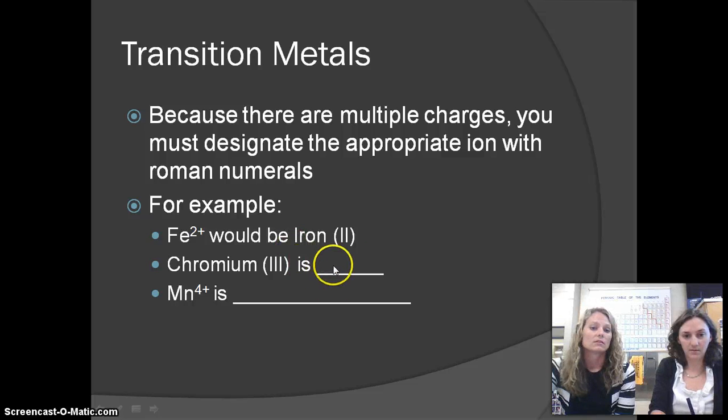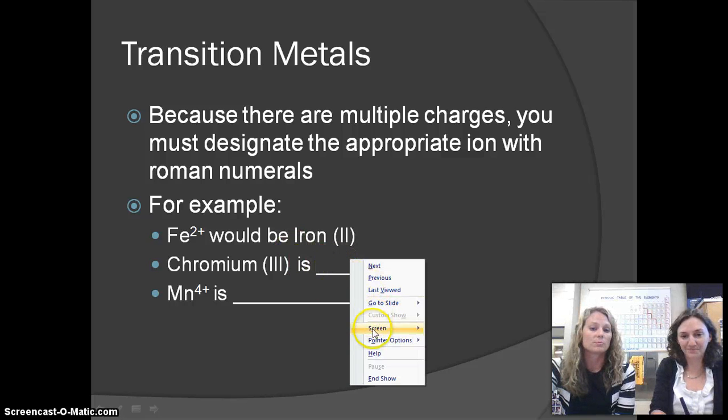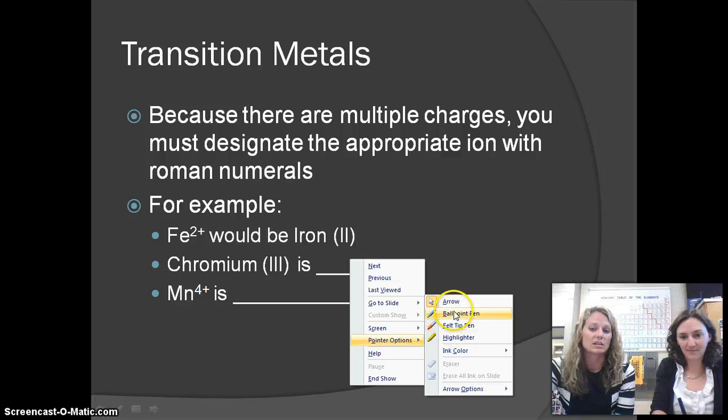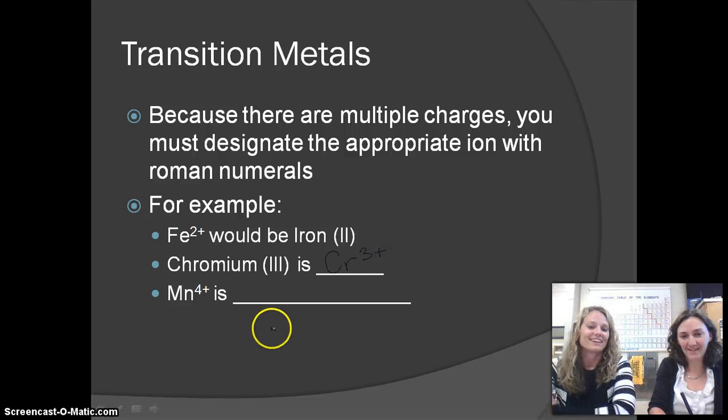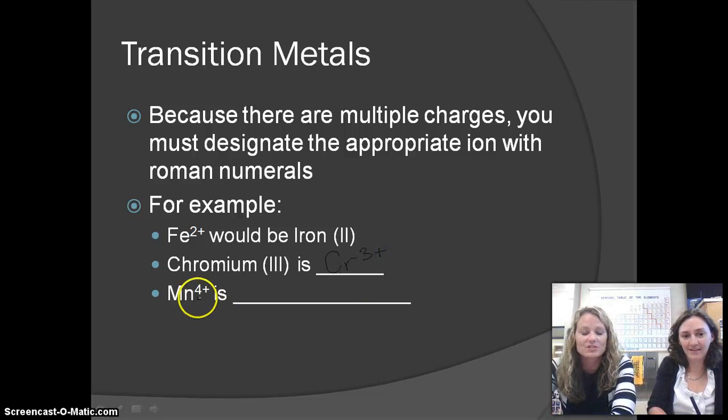And then we're going to have chromium with the Roman numeral 3. So that 3 means not that we have 3 chromium, but that we have a charge of chromium. Cr3 plus. All right, then we've got our Mn, which is manganese.